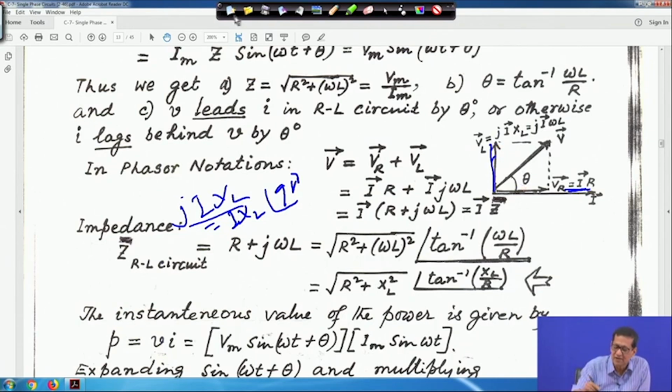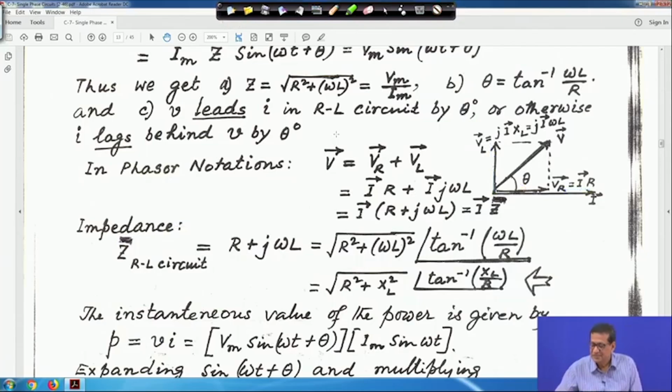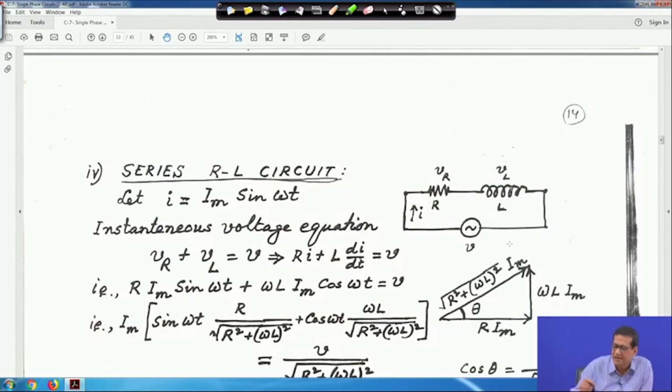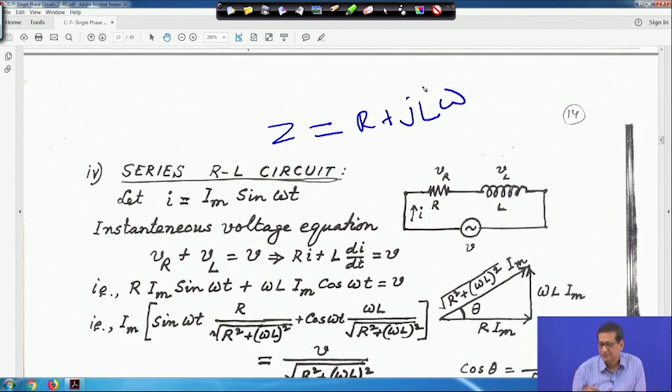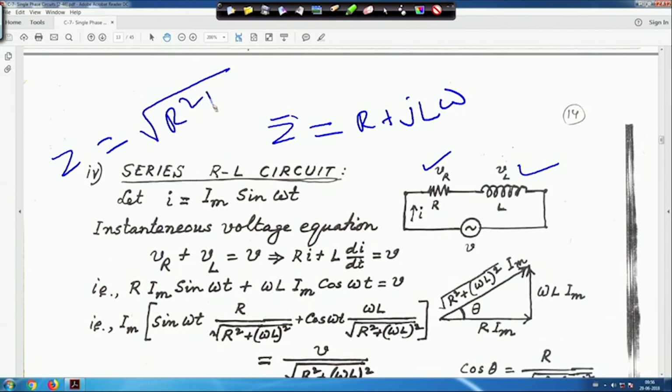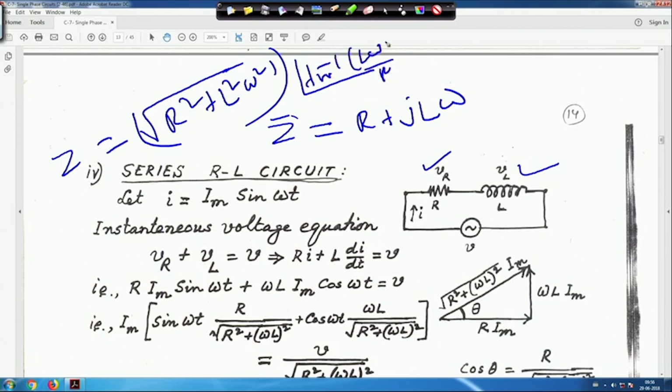Now, let us come back to the diagram once again. That means the impedance of an inductive circuit, Z, we can write as R plus jLω, because this is purely resistive R and this is the inductive L. Its reactance is Lω. So, R plus jLω. If you take this as a complex quantity, Z bar, its magnitude is root of R square plus L square ω square, and its angle will be tan inverse Lω by R.